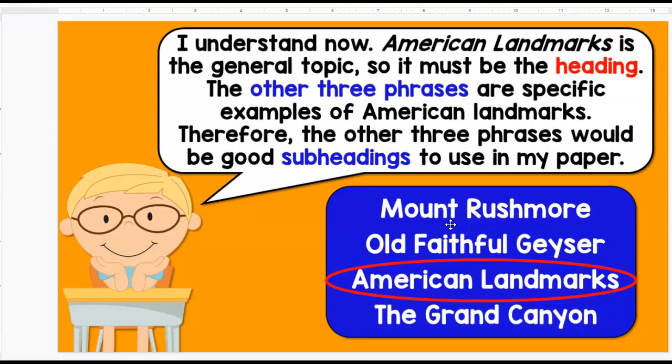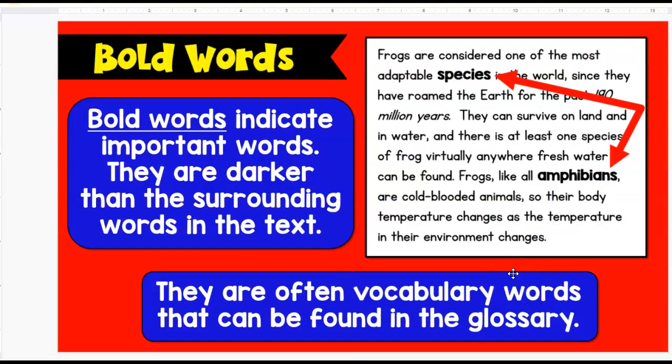So if I was writing an information paper today, the very top part would say American landmarks. That would be my heading. And then underneath there, I would talk about these areas. Okay, now we're looking for bold words, which is what we already looked at on our worksheet. Bold words indicate important words. They are darker than the surrounding words in the text.